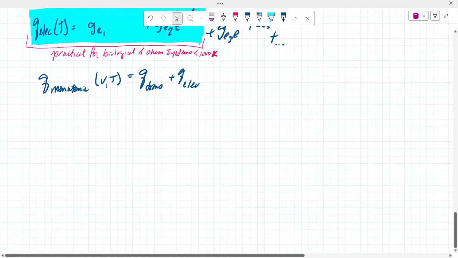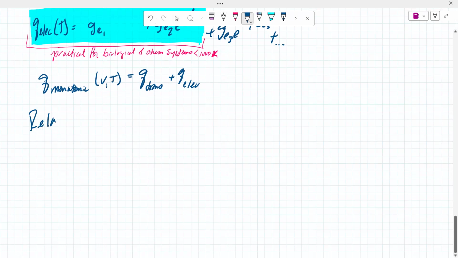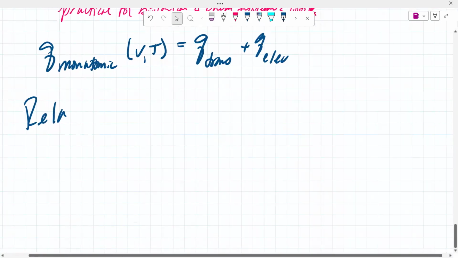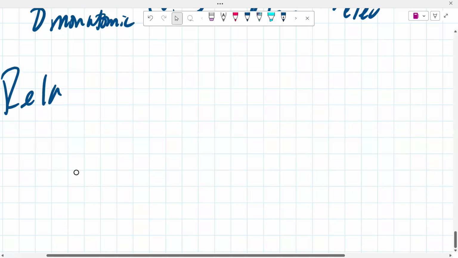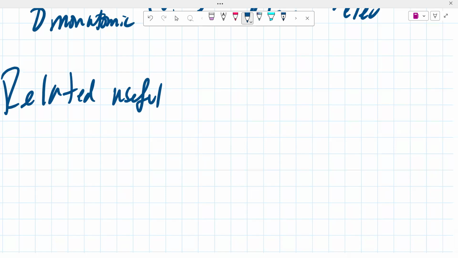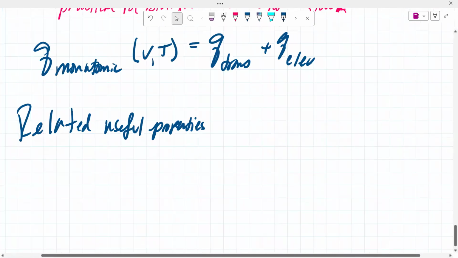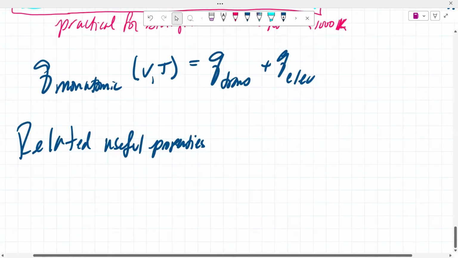Okay. Related useful properties. Let's zoom in a little more. Related useful properties. Zoomed in a little more than I was before. All right, related useful properties for monatomic gases.